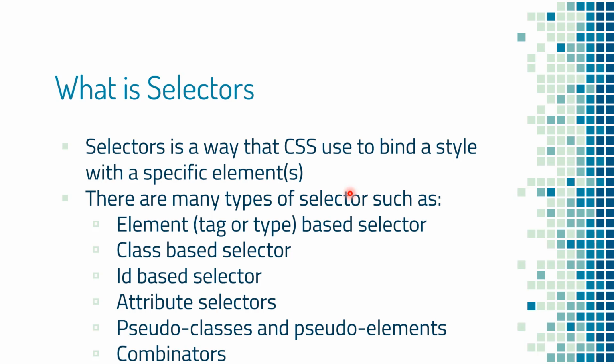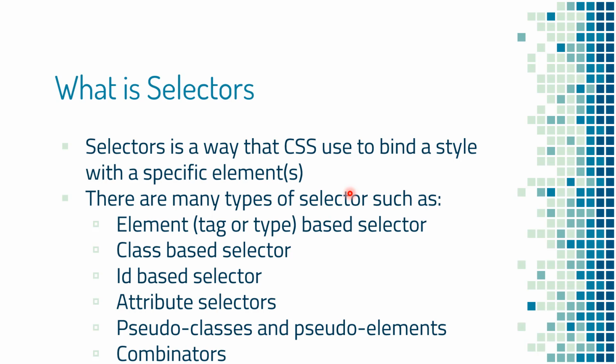So as I said, what is a selector? A selector is the way that CSS binds a style with a specific element. There are many types of selectors, such as element or tag. Sometimes people will call it element, some people will call it tag, some people will call it type-based selector.